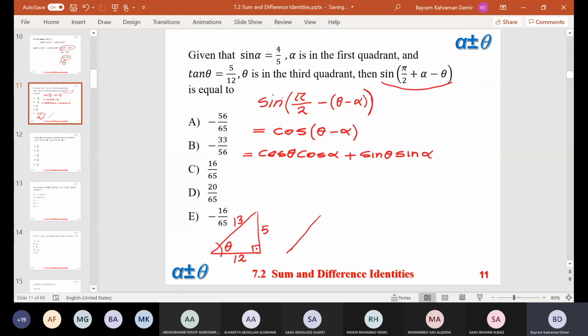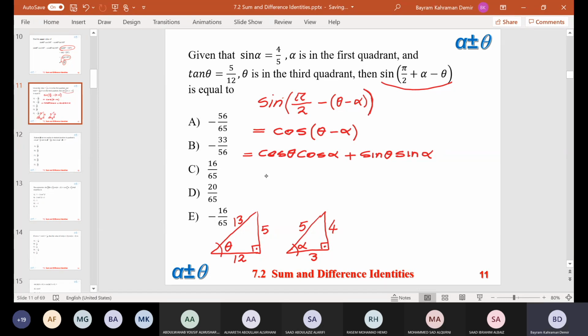And maybe I should draw another triangle for the alpha, everybody. Suppose we have alpha here, and sine of alpha is 4 over 5. That means 4 is the opposite side, 5 is the hypotenuse here, and the adjacent side is 3. This is maybe the shortest way to calculate the other functions.